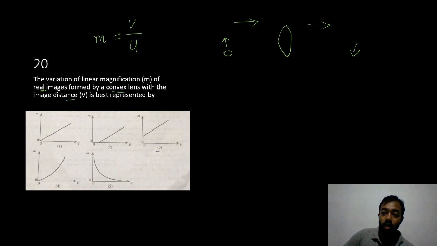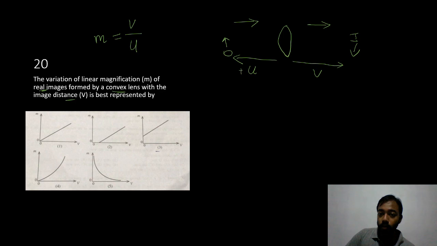So they are actually inverted images. So the image is formed on the left side. According to the new Cartesian sign convention, the object distance is taken as u, which will take a positive value, whereas the image distance is taken as v.